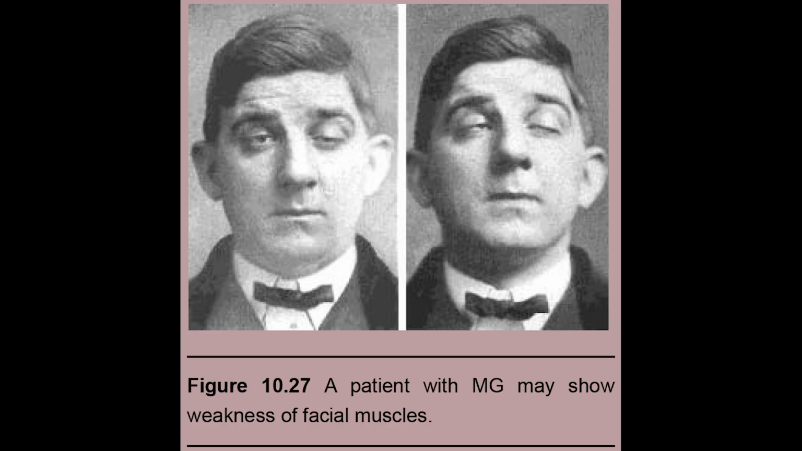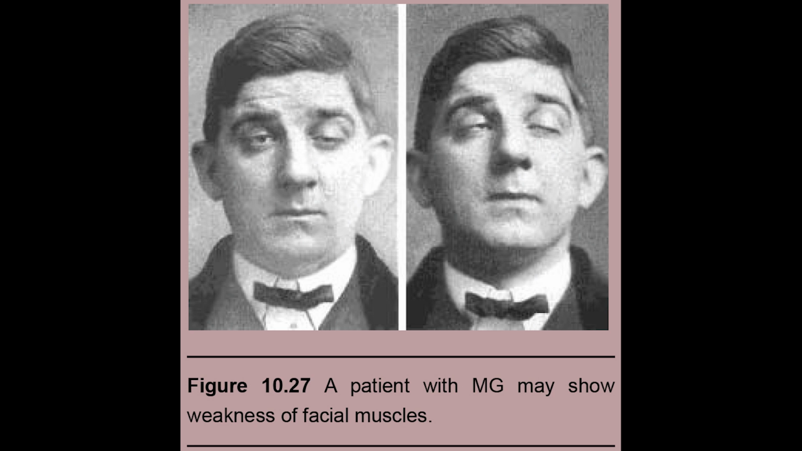Sidebar: myasthenia gravis, or MG. MG is an autoimmune disorder characterized by muscle weakness resulting in difficulty with speech, trouble with movement and swallowing, drooping eyelids, and double vision. Each year, an estimated 20 out of a million people get diagnosed with MG.